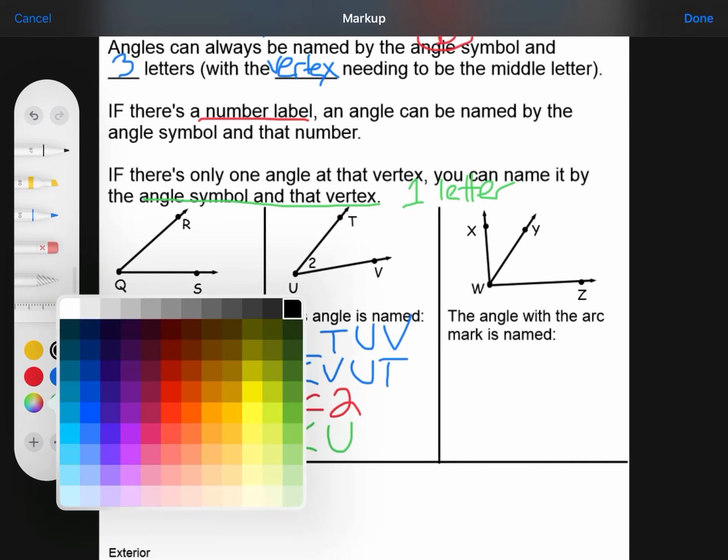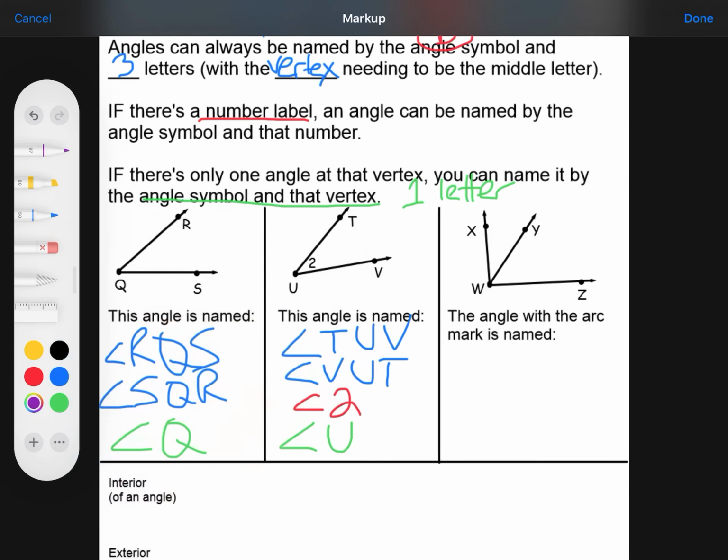Excuse me, there's not an arc marked in the picture here. So let me mark an arc in the picture here in purple. How big is that angle right there? Sorry, not how big, excuse me. What's the name of that angle?